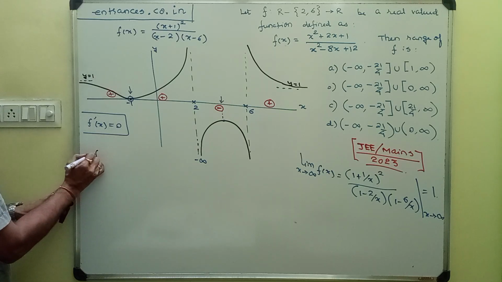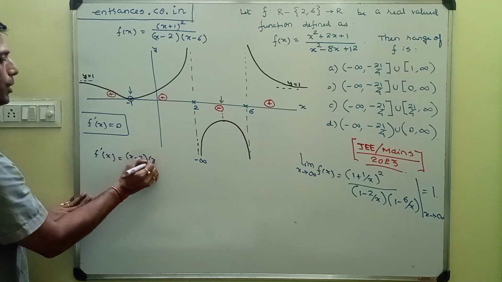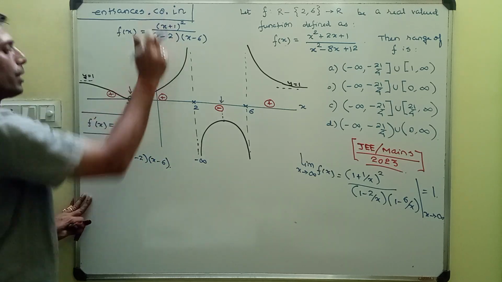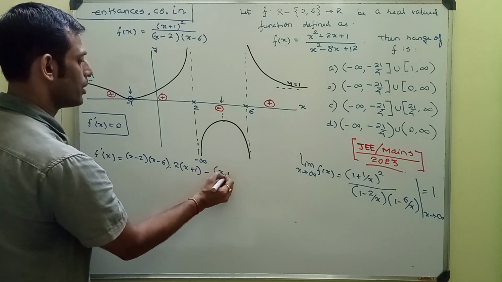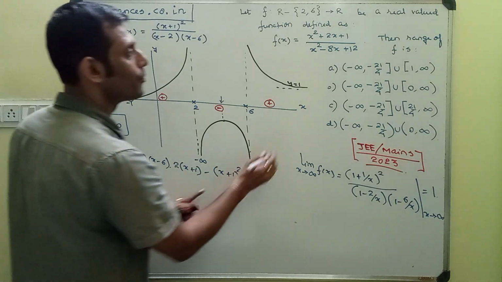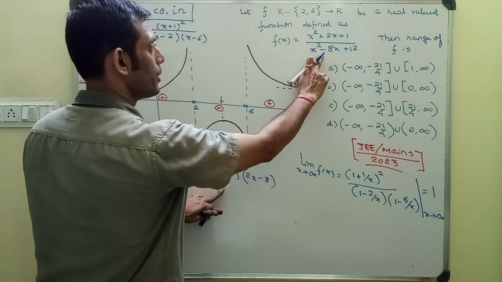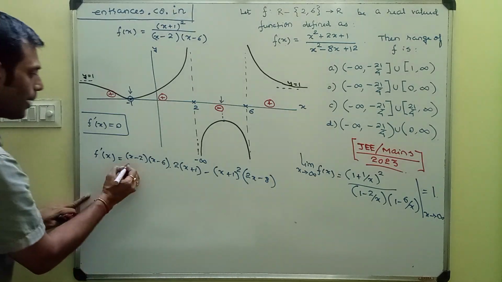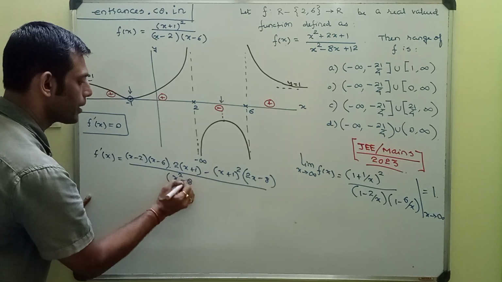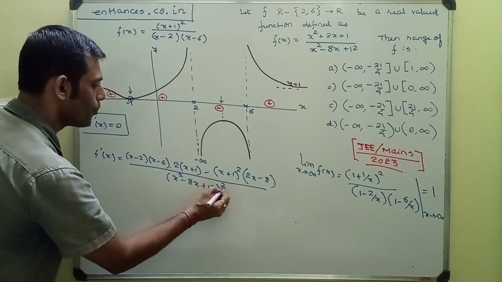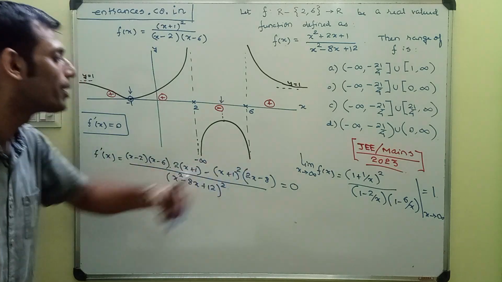So f dash x, let's calculate that. So we have (x minus 2) into (x minus 6), denominator, into derivative of the numerator, minus the numerator into derivative of the denominator, that is 2x minus 8, upon denominator square. So I will just write (x square minus 8x plus 12) whole square for once, and when equated to 0, that would purely mean you are equating the numerator to 0.